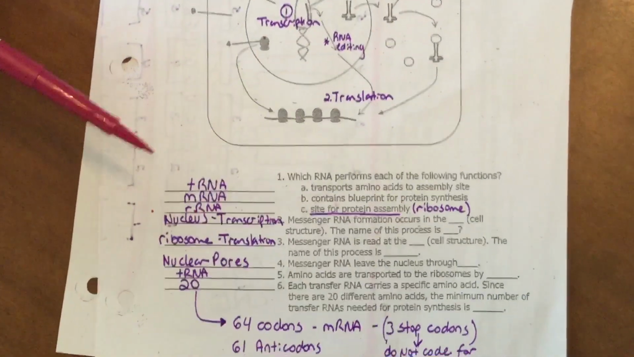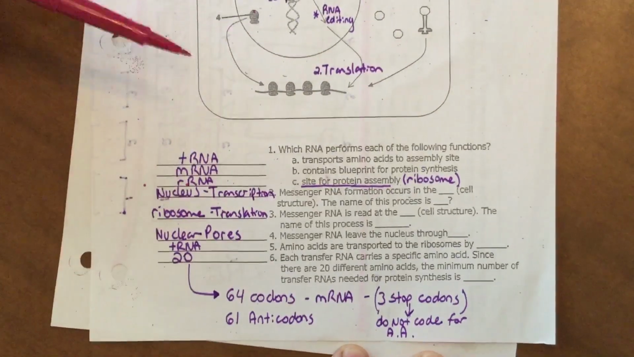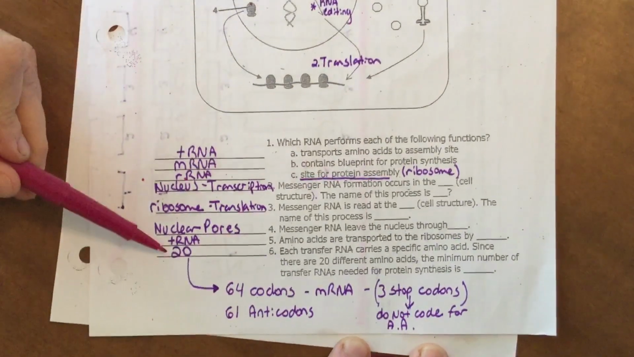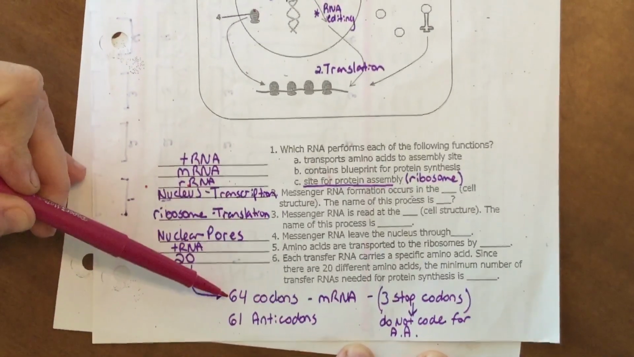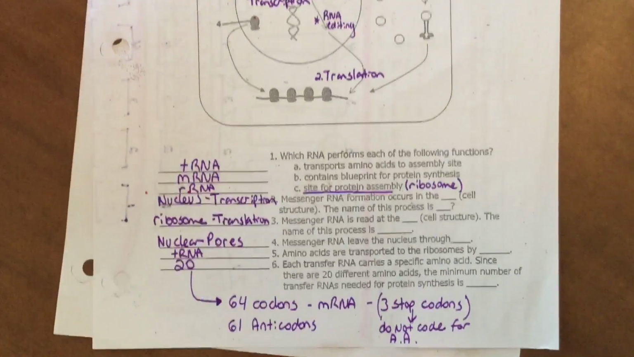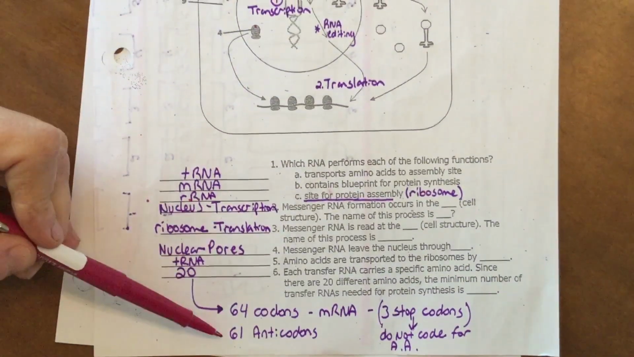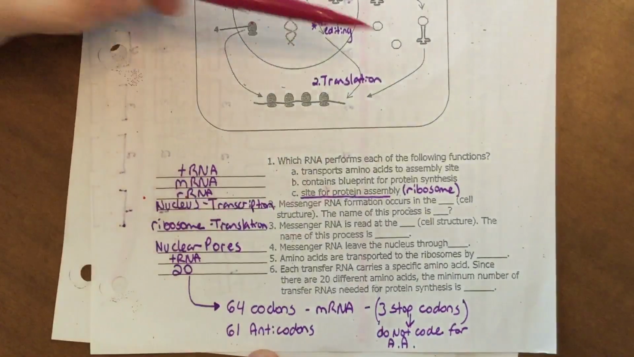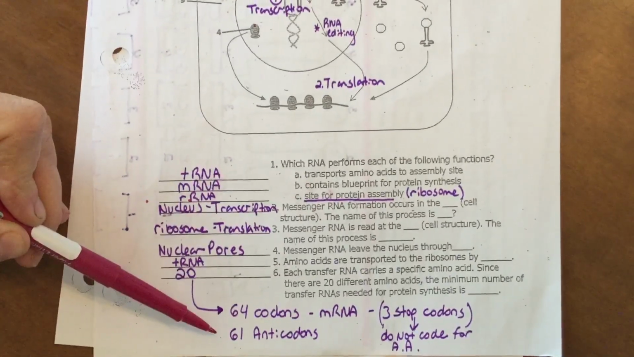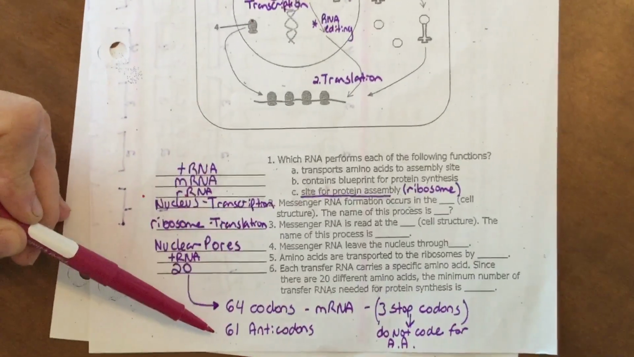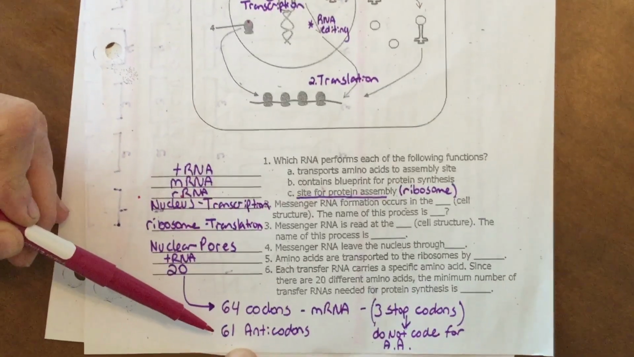Each transfer RNA carries a specific amino acid. Since there are 20 different amino acids, the minimum number of transfer RNA needed for protein synthesis is actually 20. However, remember, there are 64 codons in messenger RNA. There are 64 different ways that I can arrange A, U, C, and G in groups of 3. However, there are only 61 anticodons in transfer RNA. And the reason is because of those 3 stop codons that we have in messenger RNA. They do not code for an amino acid, which means that there's no transfer RNA that is going to be used to pick them up.